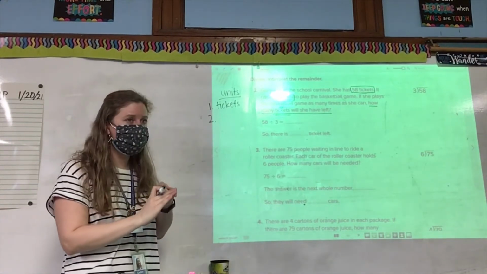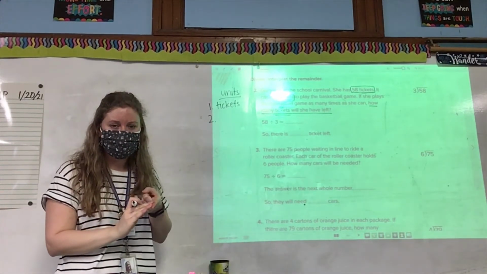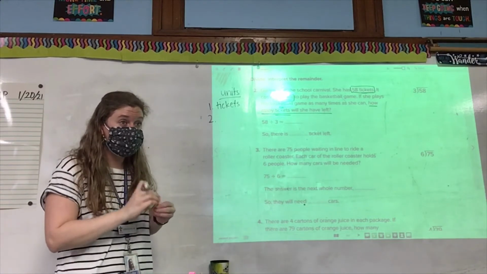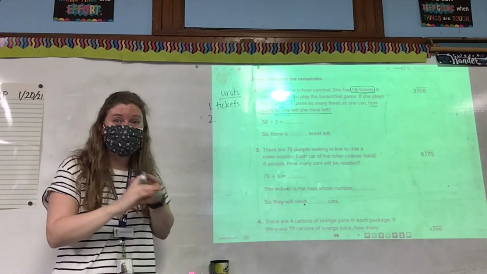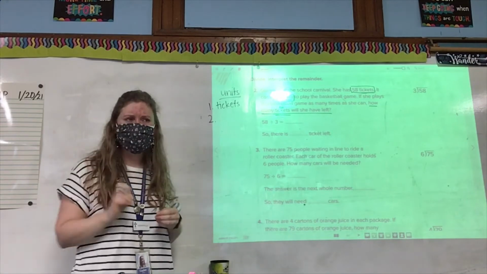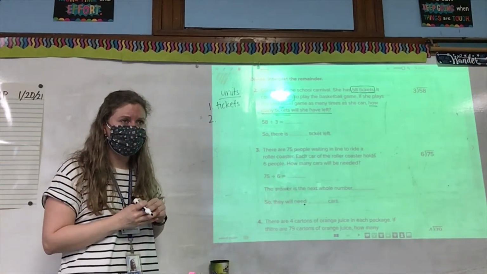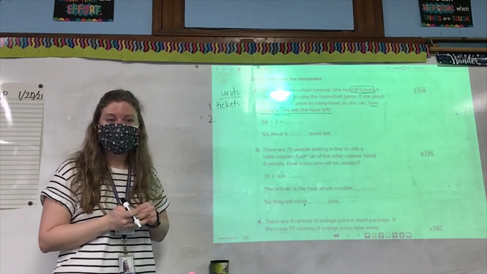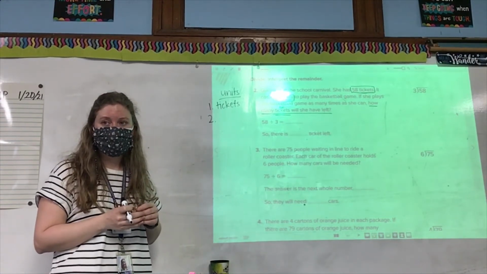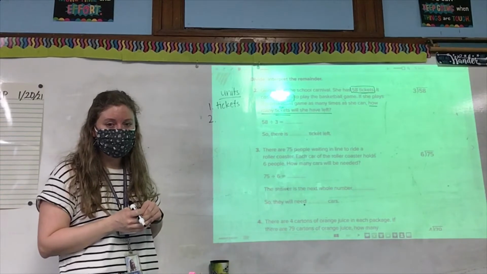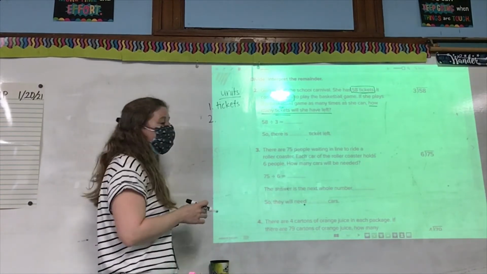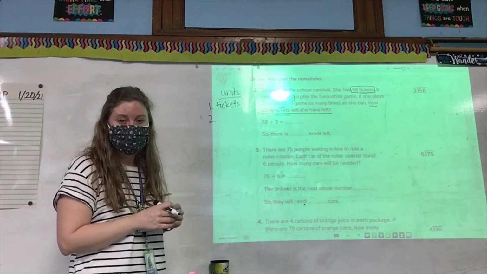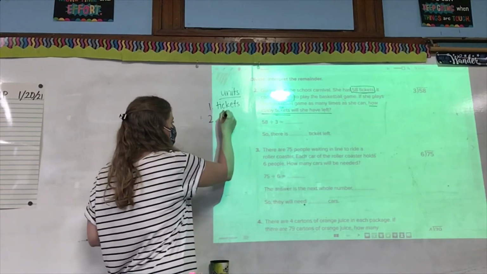So what is that other unit? We know 58 tickets is the total she starts with. 3 is how many is in each group, how many it costs to play a game. So what is the unit for the groups? We need 3 tickets for each one. For each game. So what's our other unit? Games.